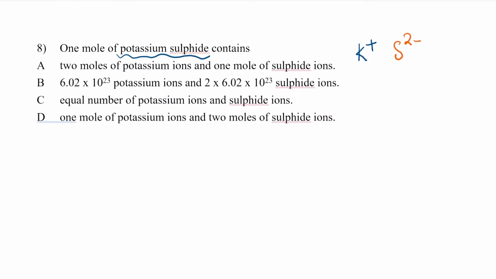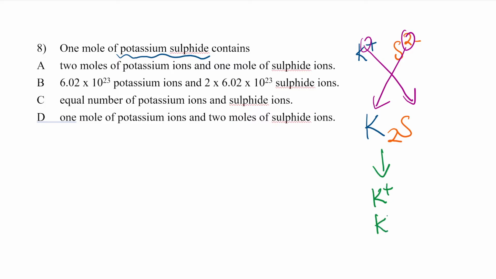Do the cross method. All right, cross method. I think by now you should be very familiar with it if you watched all the videos. So here, K, the number down here is 2. For S, it's just 1, but we're not going to write the 1. So here, what does this K2S mean? It means that I have 2 potassium ions. So let me write 2 of them, and this S means that there's just 1 sulfide ion, S2 minus.